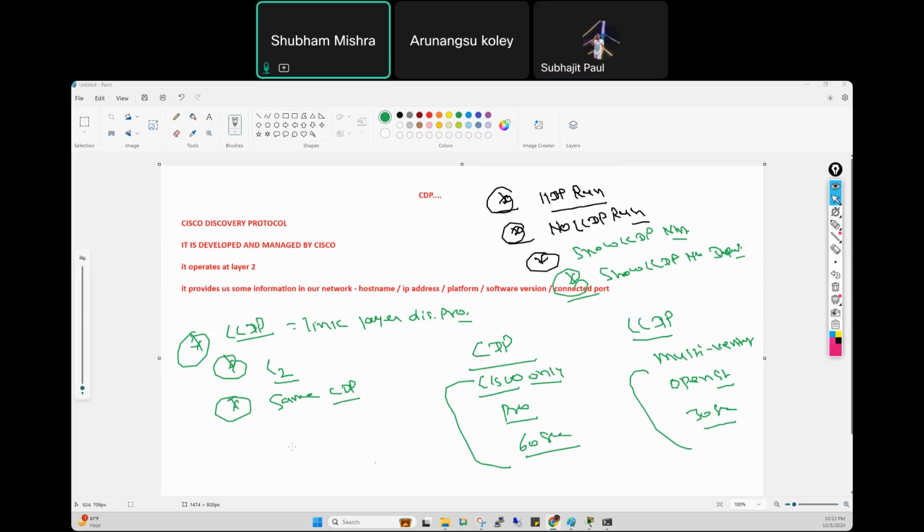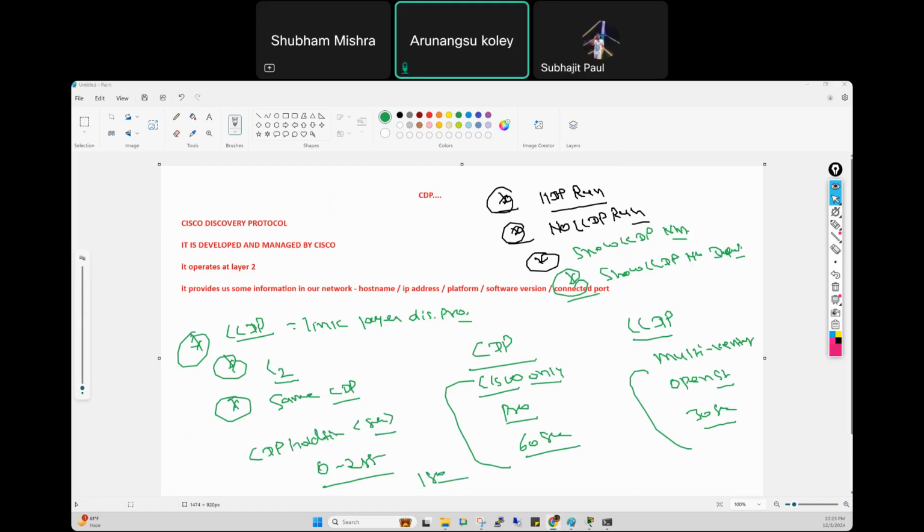And I already told you, if you want to change the hold time, what is the command? Go into global configuration mode and write the command cdp holdtime, and then put the time in seconds. The range is 0 to 255. By default, the hold time is 180. Clear, everyone?